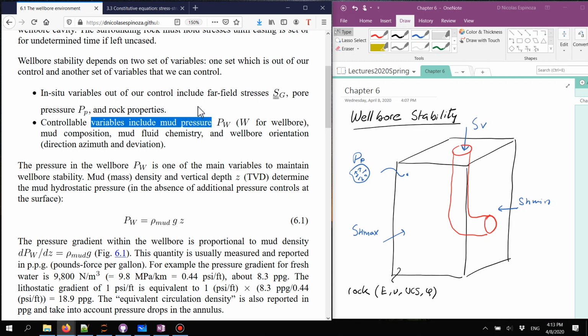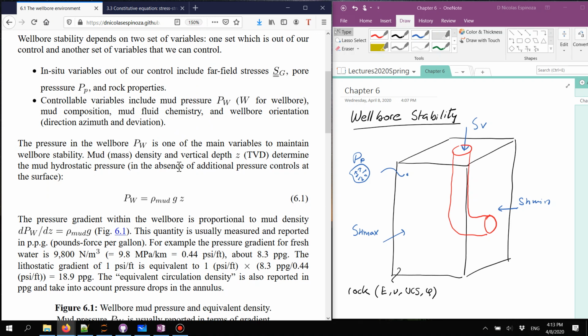And probably the most important one is going to be what is the mud pressure when that wellbore is being drilled. And also is going to be important what is the mud composition, the mud fluid chemistry, and also very important is going to be the wellbore orientation, whether this wellbore is vertical, horizontal, or it's inclined at some location. So let's try to understand what those variables are.